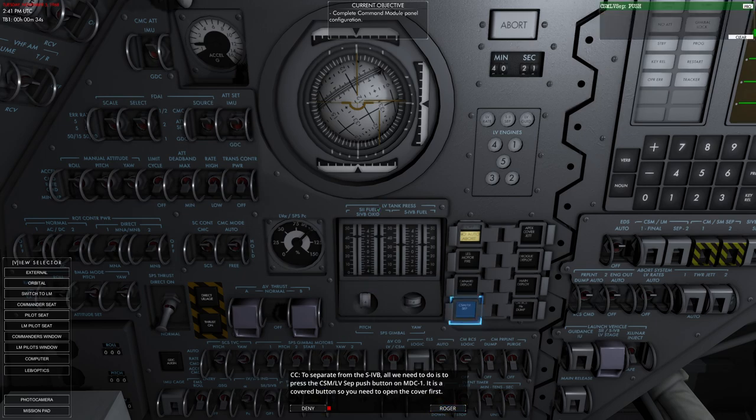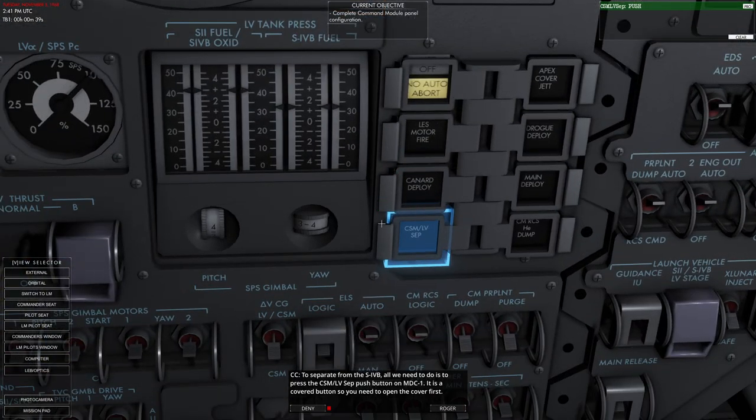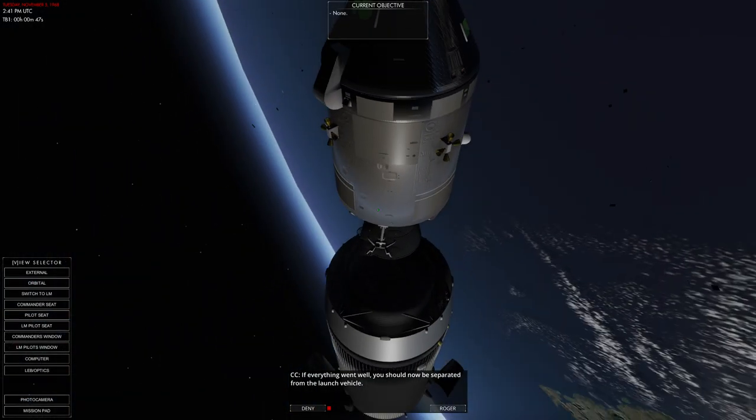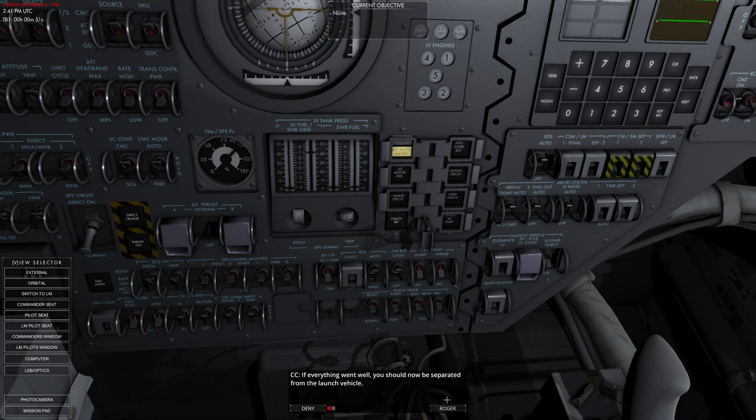To separate the S4B, first we'll need to go ahead and press the SYSM Live SEP push button on MBC1. It's a cover button, so you need to open the cover first. That'll do it. I was expecting a thunk. Honestly, I was really, really expecting a thunk there, but I guess you can't have everything. All right, you should now be separated, which we are.